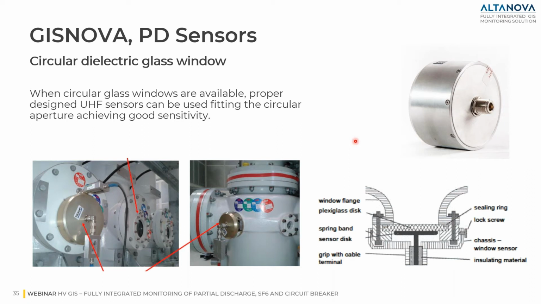The last one I want to mention is another type of antenna that is tailored and designed to be applied on the glass windows, dielectric glass windows. You have an example here, and two installations here on the bottom left, where different diameters of this sensor can be adapted to different sizes of dielectric windows.